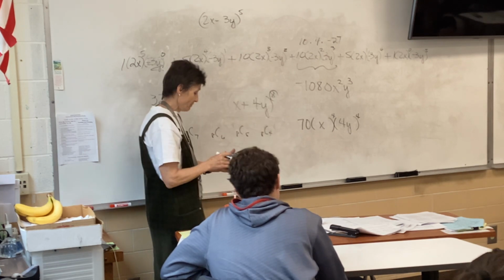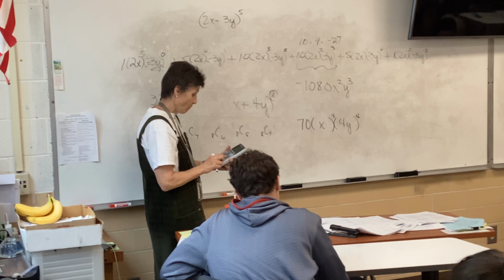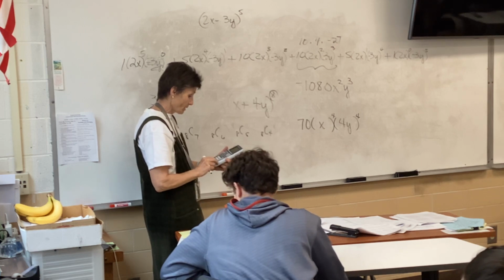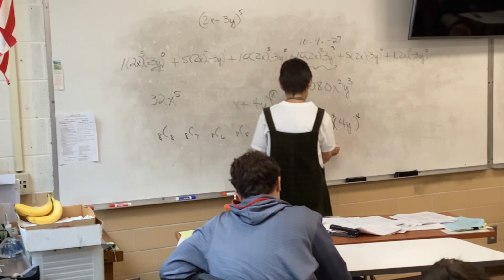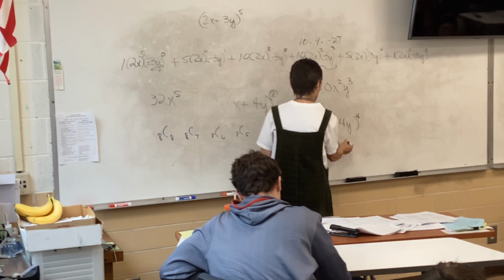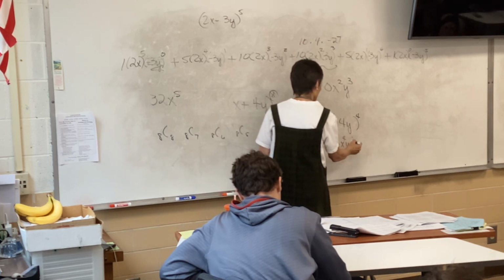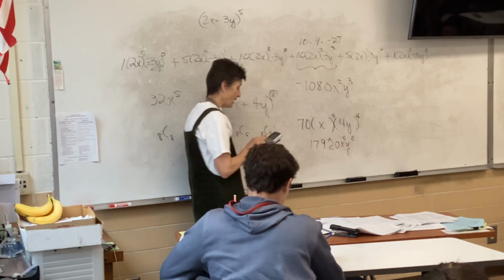And then you simplify, so that's 4 to the 4th times 70. That's going to be 17,920 x to the 4th, y to the 4th as your answer.